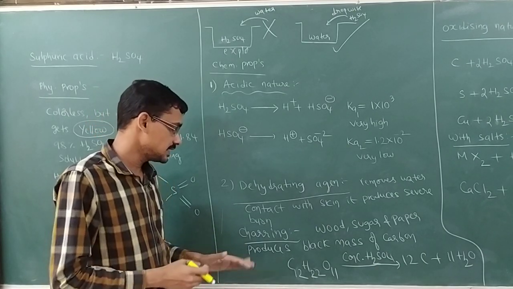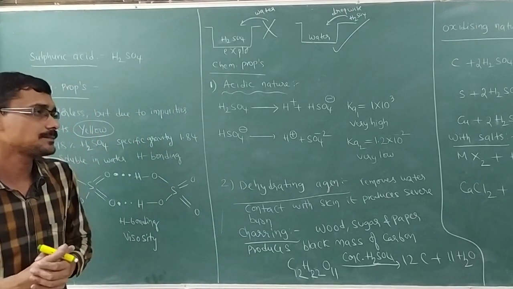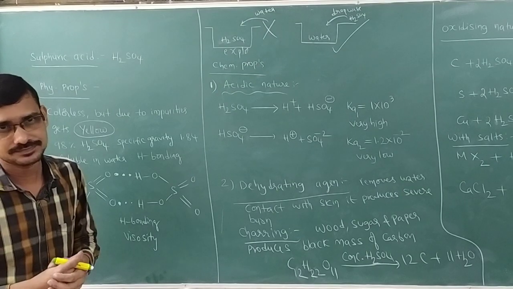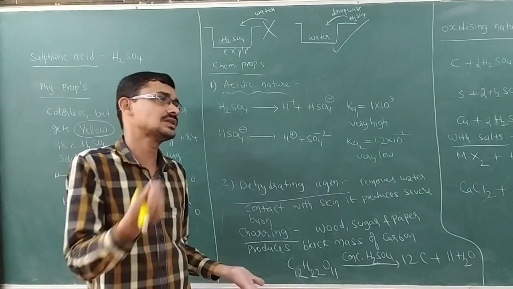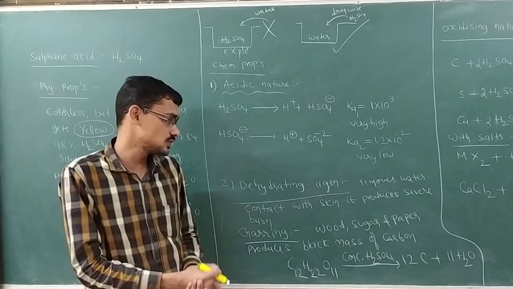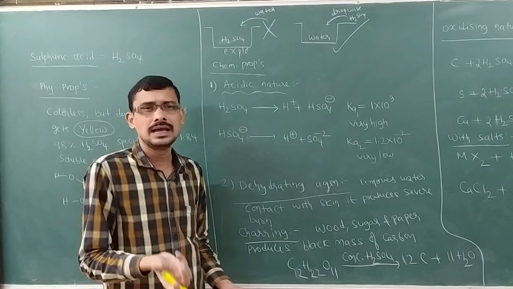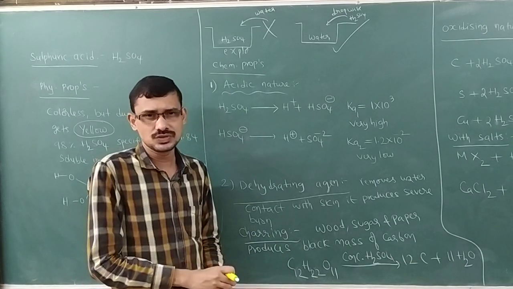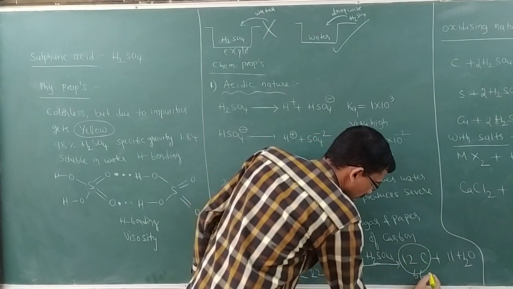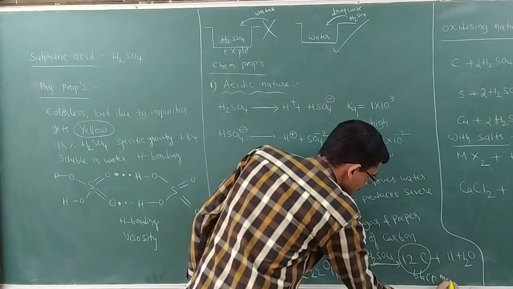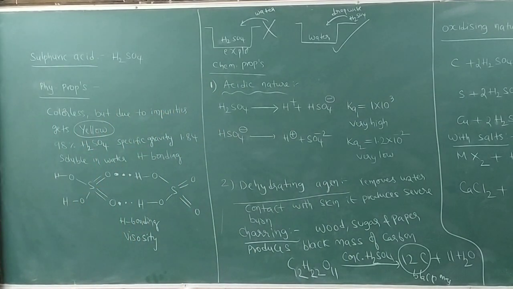Next, charring is nothing but removing the water molecules, isn't it? By producing the carbon mass, from where? Wood, sugar, paper. If you pour some sulphuric acid on paper, paper will convert into black residue. A black mass of carbon we are going to get. This is nothing but called charring. Take sugar, add some sulphuric acid to the sugar, definitely we are going to get this black mass. This one is called charring here, isn't it? Next, we will see the oxidizing nature also.